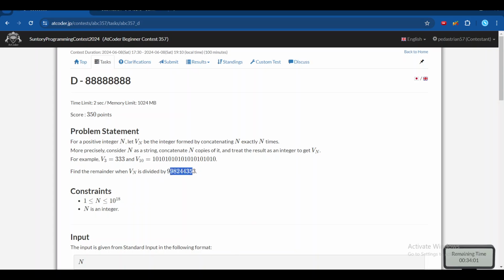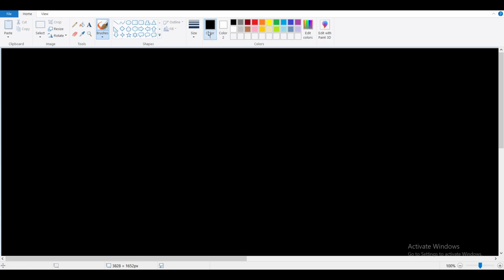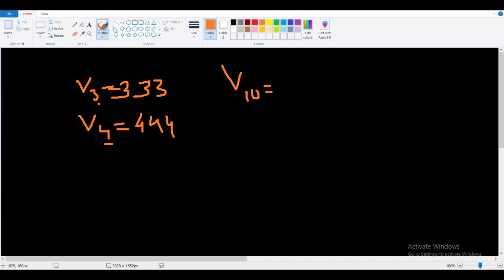Let's take one example. For 3, V3 will be 333, and V4 will be 444, and here the length of 3 and the length of 4 is 1. Let's take something like V10. It is 10 repeating 10 times, so the length of the entire integer is 10 10 10 10 10 and then 10 10 10 10 10. So 10 times.